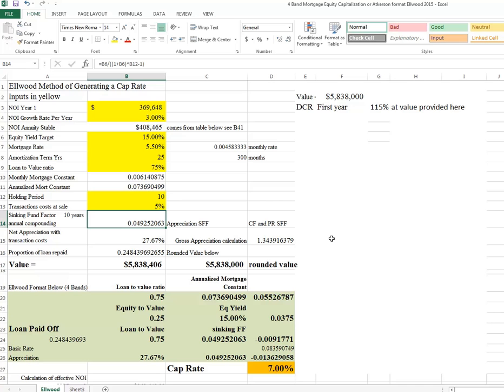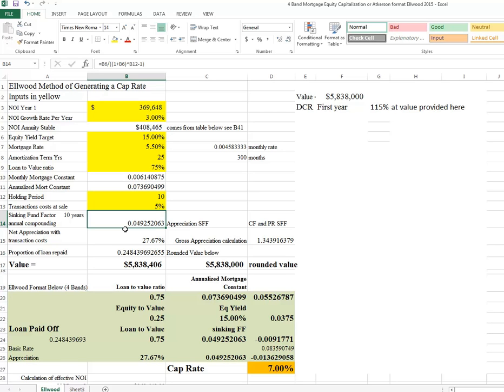To do the Elwood method, I need to estimate how much the appreciation is worth to me on a level compounded basis. So I need a sinking fund factor, which is defined as how much do you have to put away per period to generate $1 in the future. And in this case, at the equity yield rate of 15%, we need to put away this calculation right here, 0.049 of a dollar per year for 10 years. Growing at 15% will give us $1 at the end of 10 years.